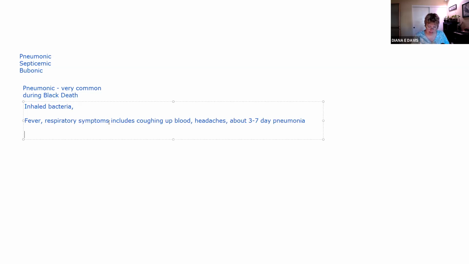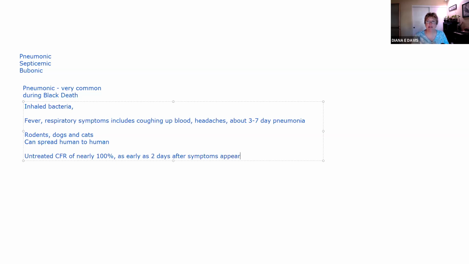And this form of the plague can be caught from rodents, obviously, or dogs and cats that went outside. Back then, everybody's dogs and cats went outside. It can also spread human to human. Untreated, even today, the pneumonic form of the Black Death has a case fatality rate of nearly 100%, as early as 2 days after symptoms appear. So if you are symptomatic with the pneumonic plague, your chances of survival are very, very low.